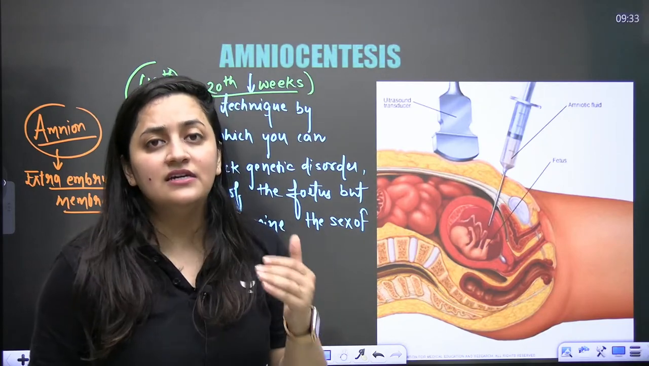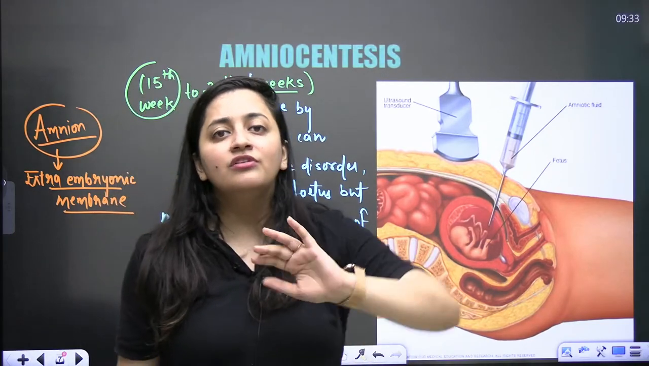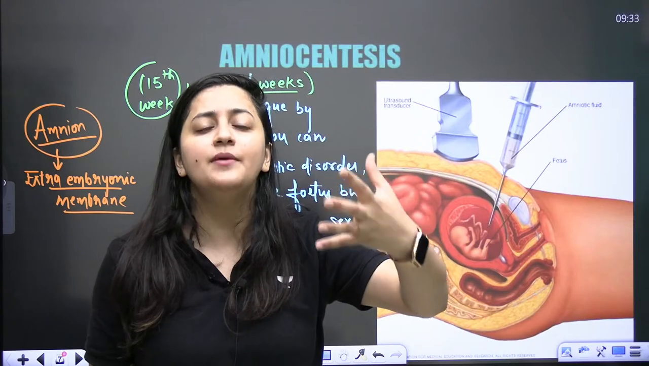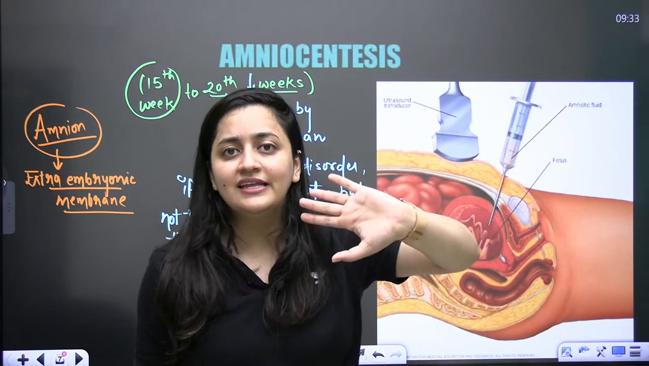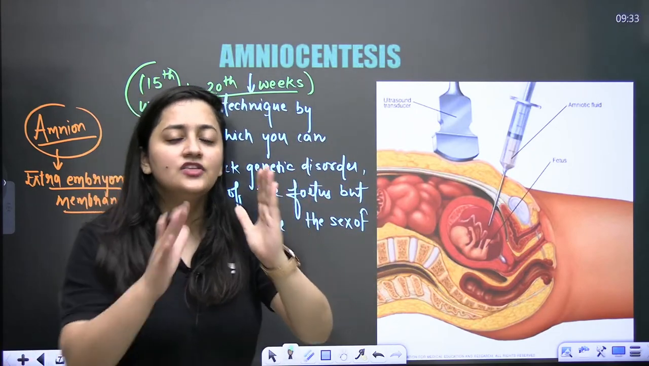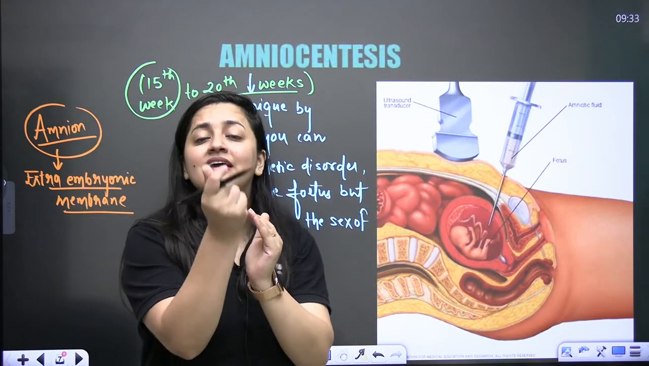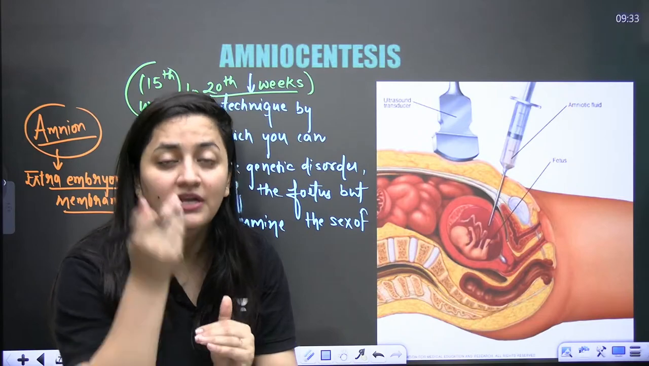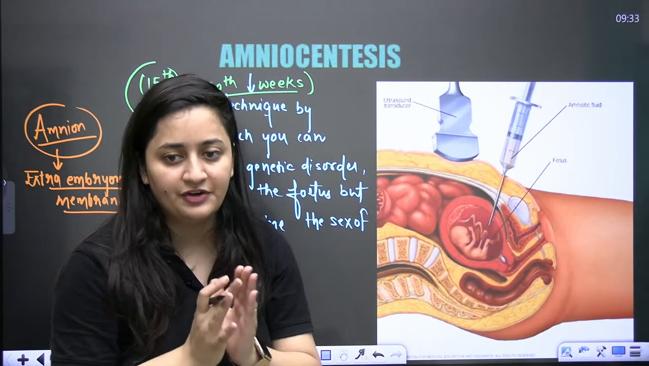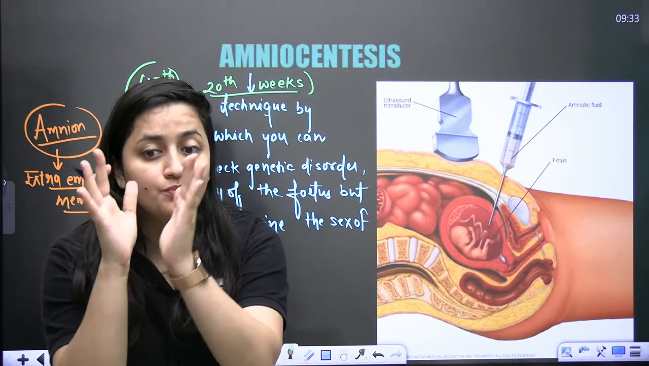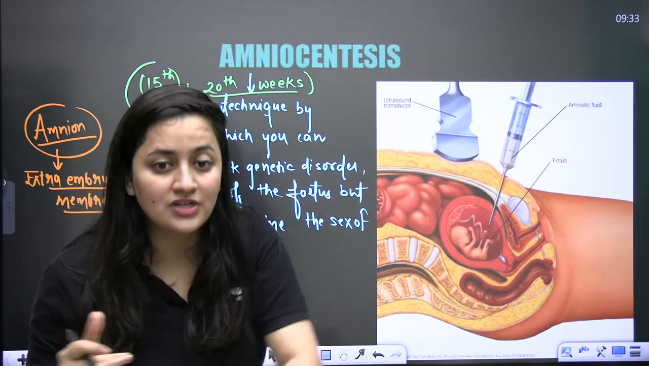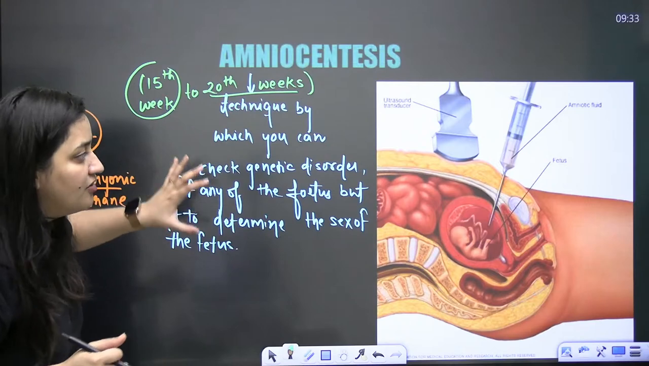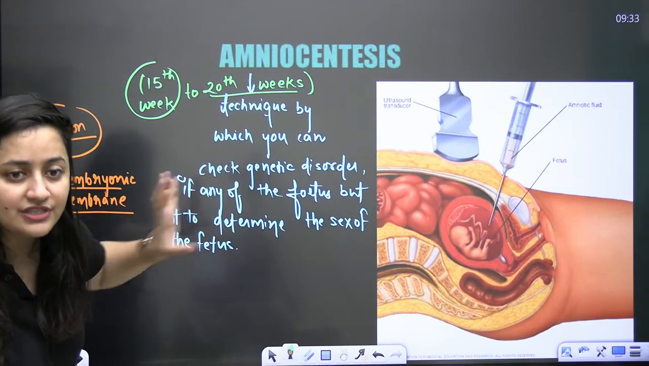Usually it is performed when the female is above 30, above 32, or above 35, because in that case there are chances of non-disjunction, and it can even result in Down's syndrome or Turner's syndrome. So just to make sure whether the baby is having any genetic abnormality or not, this amniocentesis is performed.